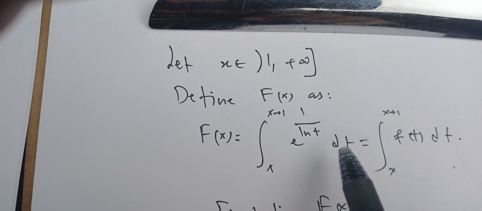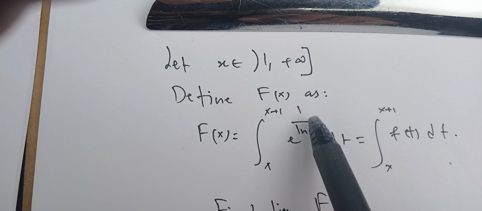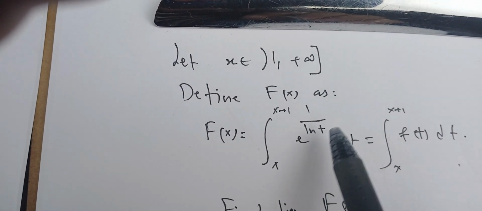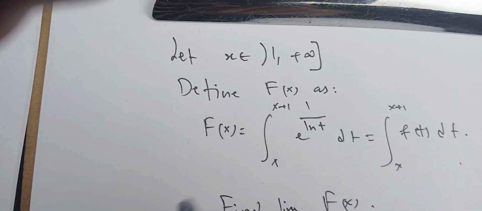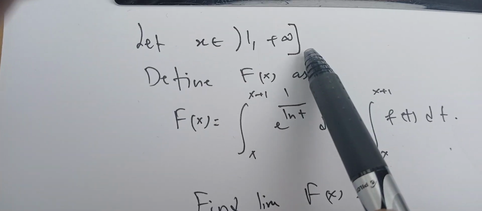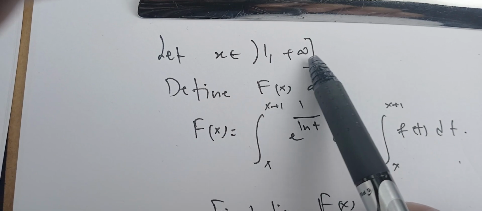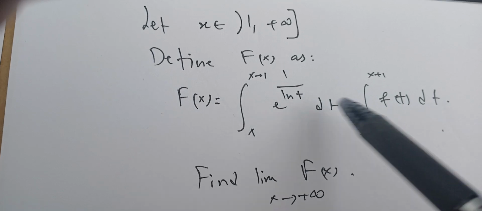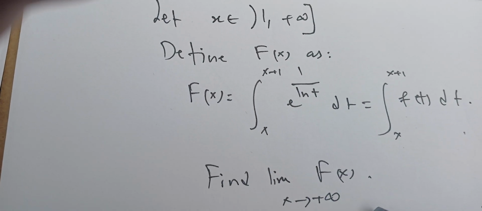Let f of t be e to 1 over ln of t. We want to integrate f of t between x and x plus 1. Here, x belongs to 1 to plus infinity, the 1 is not included. Okay, we want to find the limit of F of x as x goes to infinity.